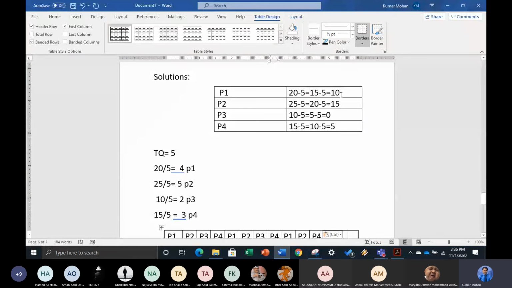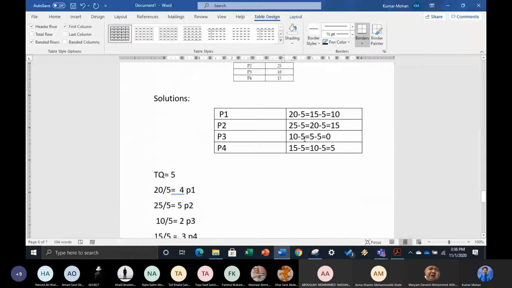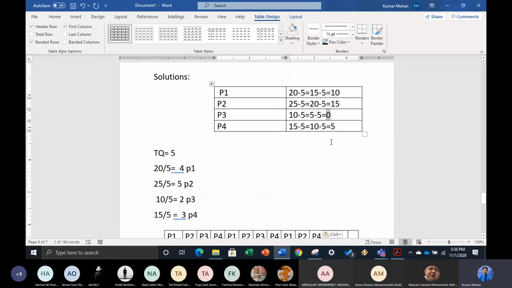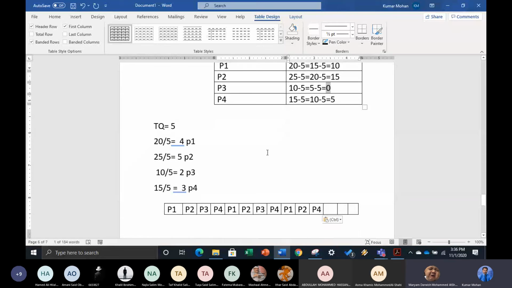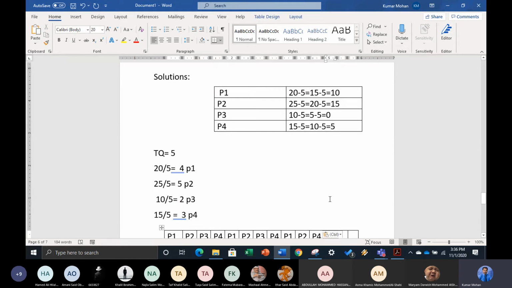Next, in the third round, you get P1, you get P2. Will P3 come in the third round? No, because it is only for 2 times. And P4 will come because P4 is 3 times. So the third round is also over.